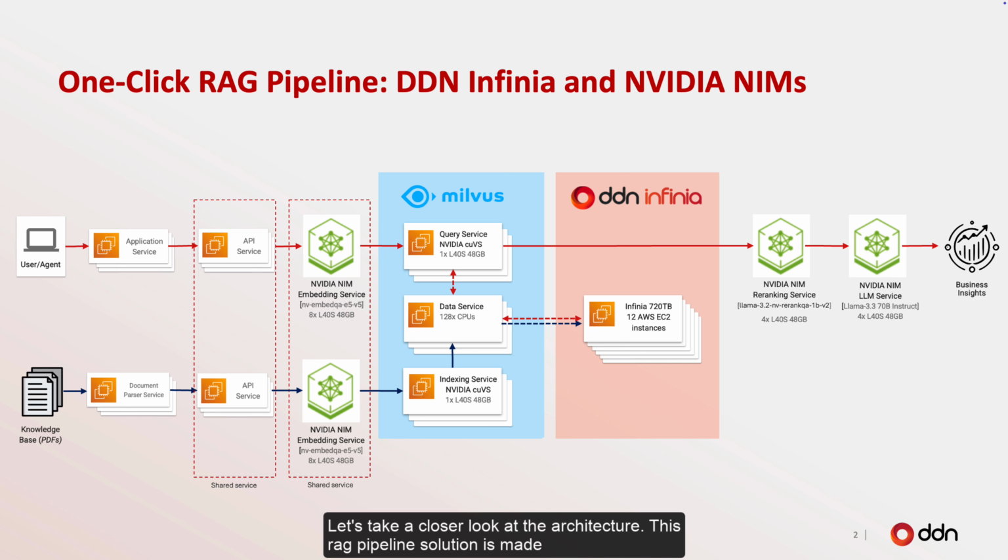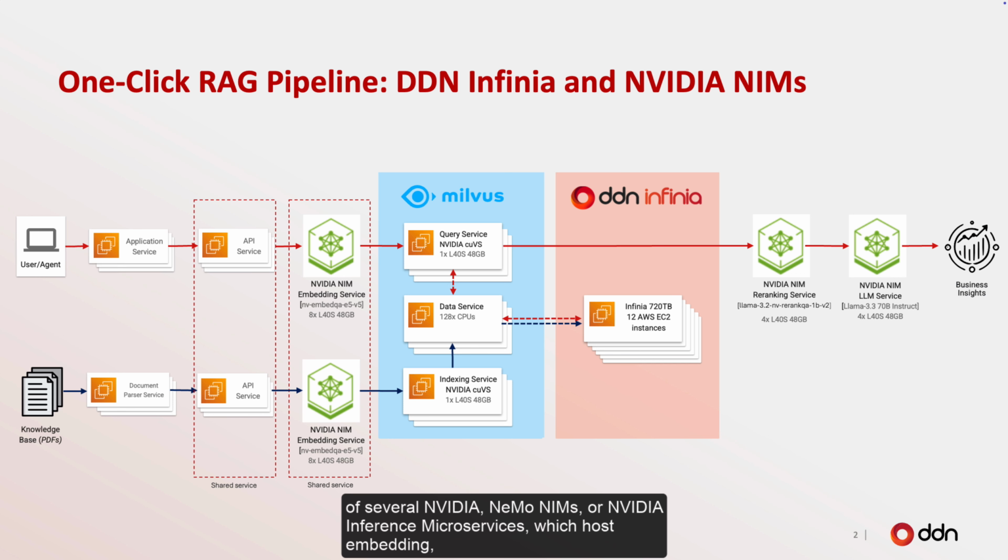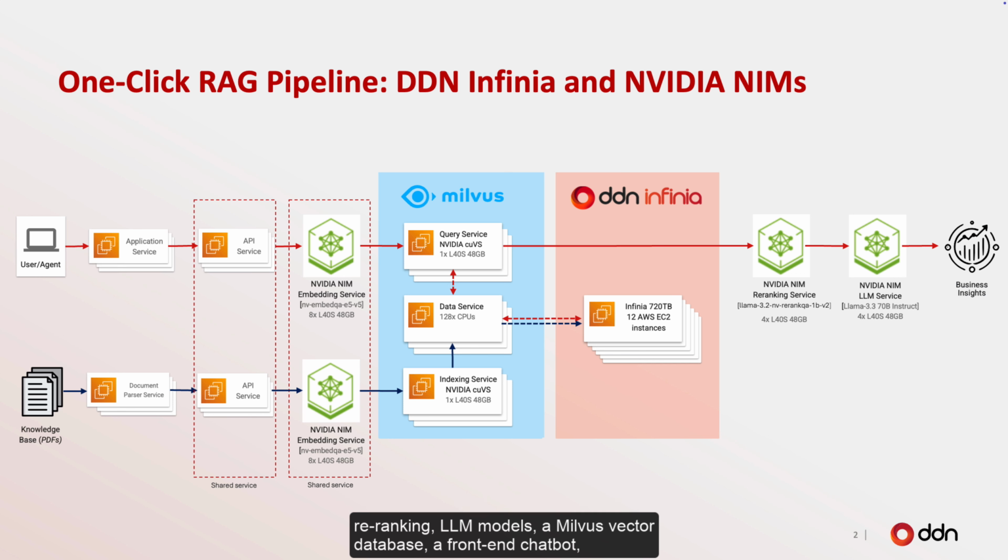Let's take a closer look at the architecture. This RAG pipeline solution is made of several NVIDIA NIMs, or NVIDIA Inference Microservices, which host embedding, re-ranking, LLM models, a Milvus vector database, a front-end chatbot, and at its core, a DDN Infinia cluster consisting of 12 nodes using AWS storage instances, giving us about 3/4 of a petabyte capacity. In this case, Infinia is specifically the backend for the Milvus vector database.